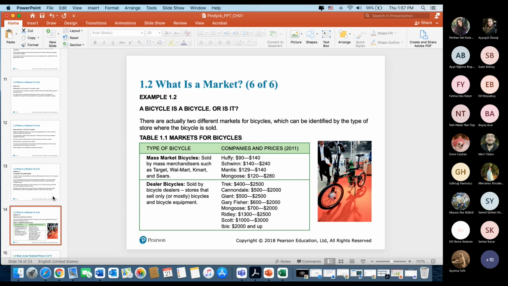This is a bicycle market, two different bicycle markets, types of bicycles, the mass market and the dealer bicycles. So you see how the company prices are changing because of the dealer and the mass market bicycles, okay?